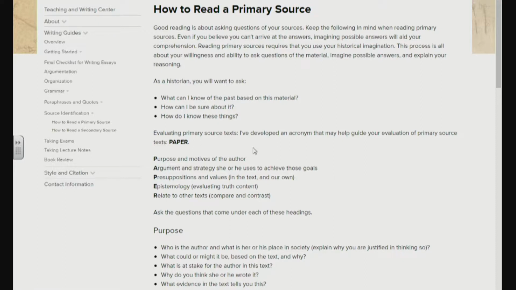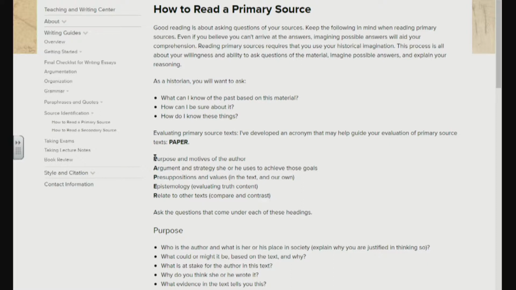When you're evaluating an actual primary source, and we'll do that in another lecture very soon, you want to use this idea that the University of Iowa has come up with. It's an acronym, right? That is to say, it's a word that's made up of the first letters of other ideas. So in this case, the acronym is PAPER, all right? I know that sounds silly, but when you're reading a primary source, keep in mind PAPER.